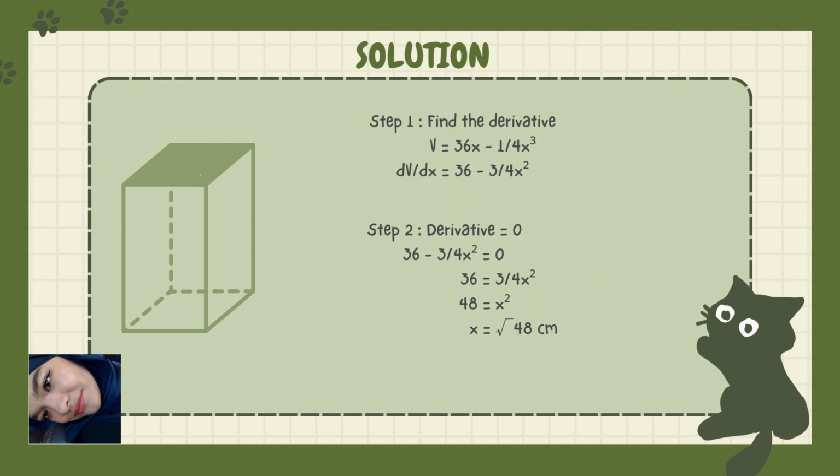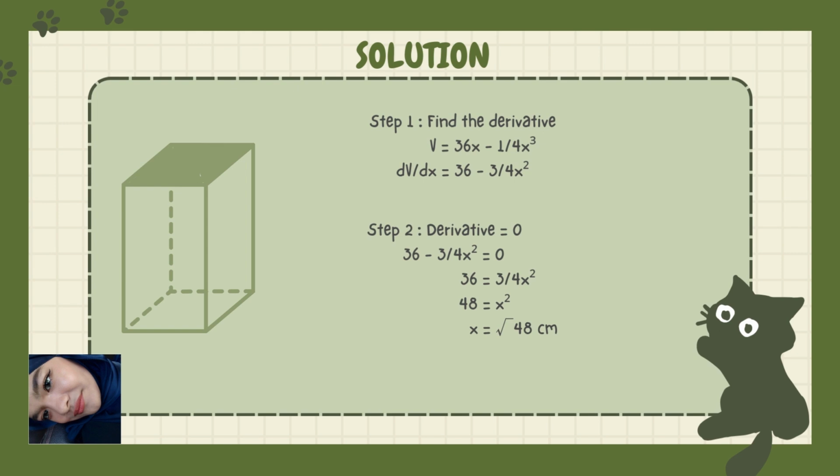For step 2, we have to set the first derivative to 0. To find the critical point, set dv over dx equal to 0. So it will be 36 minus 3 over 4x squared equal to 0. Rearrange to solve for x squared. 36 equal to 3 over 4x squared. Then 48 equal to x squared. So x equal to square root of 48 centimeter.